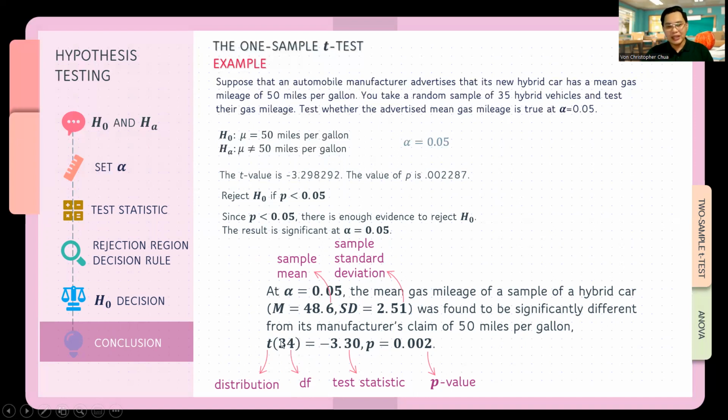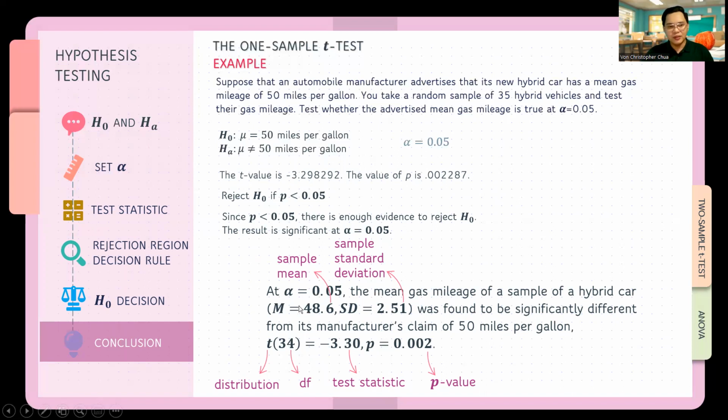This is not always the case for all of the t-tests. And you would discover later that sometimes we subtract 2. And the subtrahend actually depends on the number of independent groups that we are working with. The negative 3.30 here is the test statistic, and the p-value is the one that we computed based on the test statistic, which is 0.002.